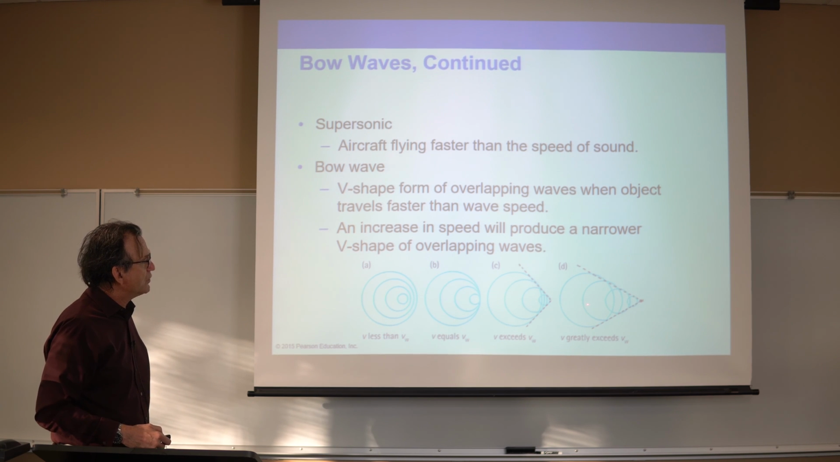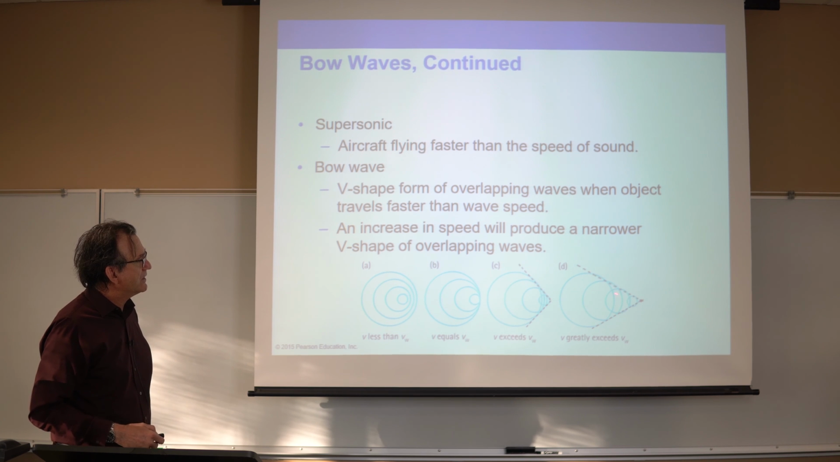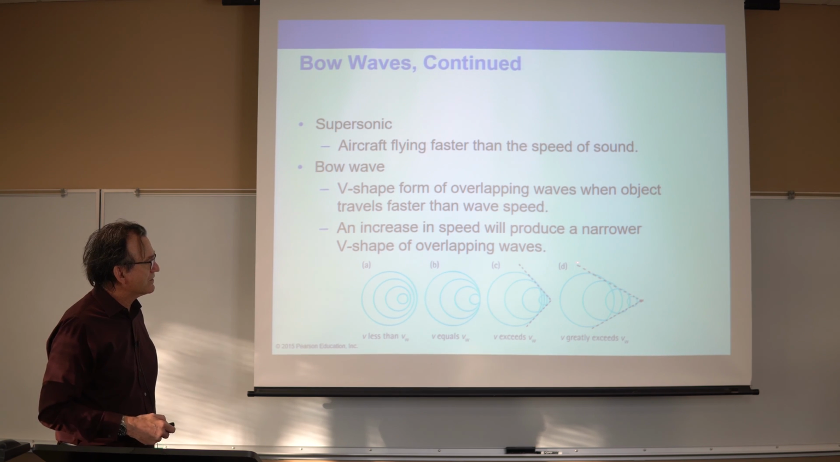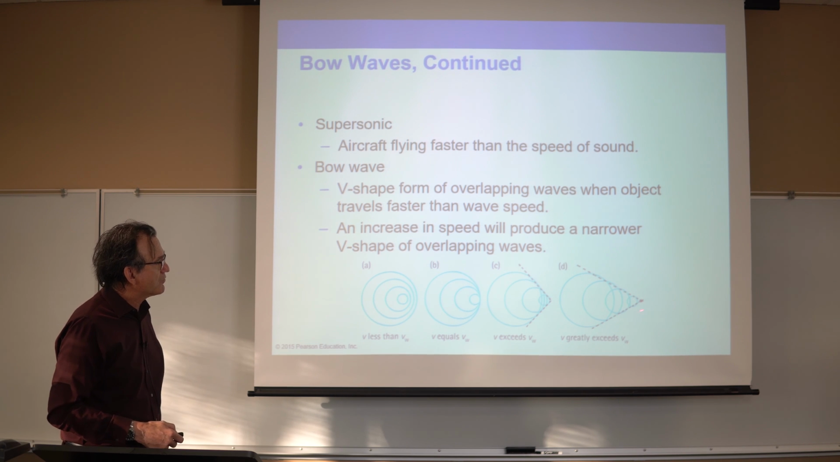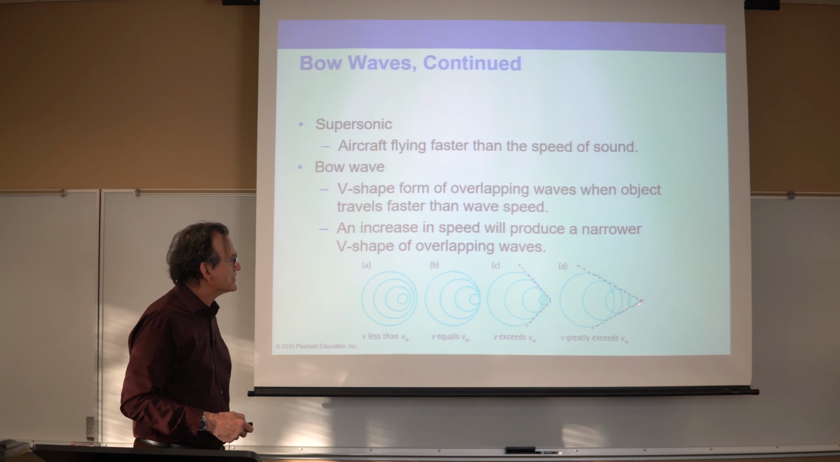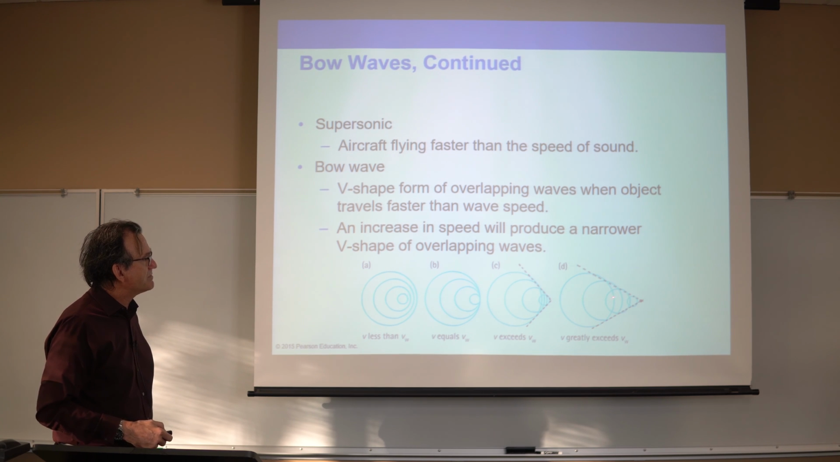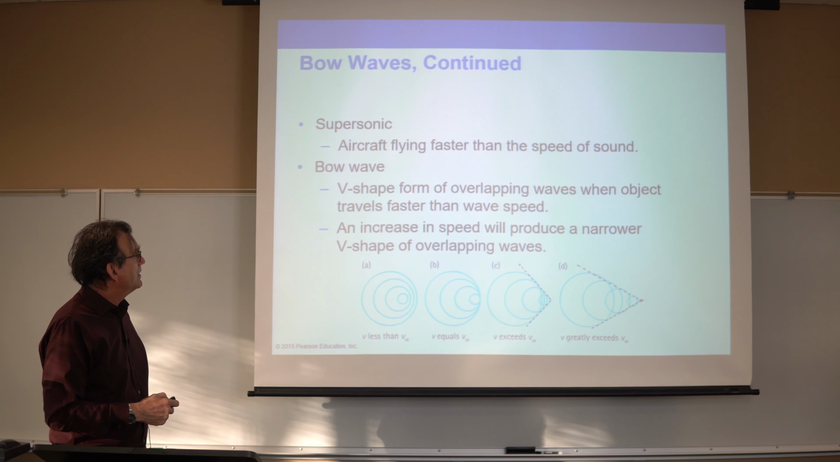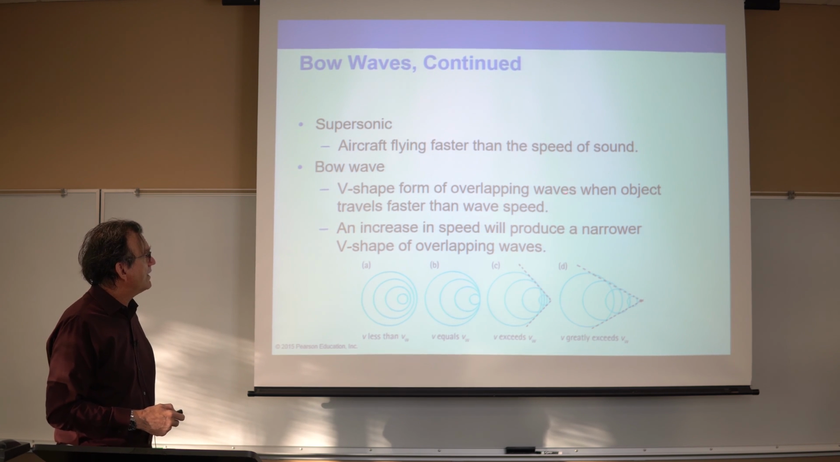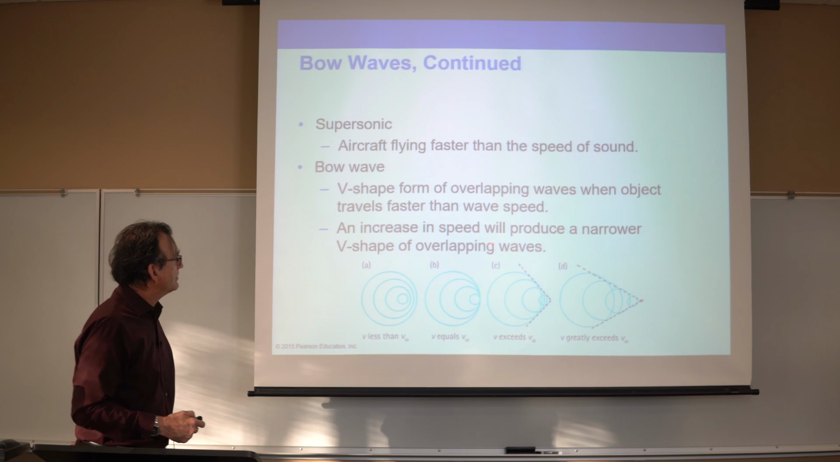As the aircraft begins to go faster than the rate at which these circles are expanding, then it is leading out in front of those waves, and there's a constructive interference or a superposition of the crests of all the waves at a fixed angle that depends on the speed of the aircraft. So this aircraft now has a speed that is faster than the rate of expansion of these circles. V-shapes are formed from overlapping waves when an object travels faster than the wave speed. An increase in the speed of the object will produce a narrower V-shape of overlapping waves.